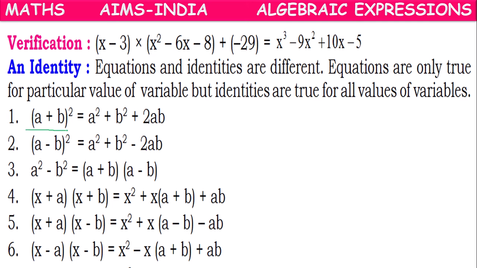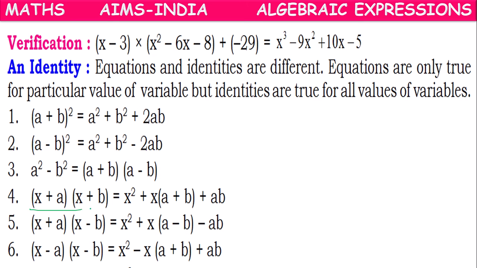(a plus b) whole square: first term square, second term square, 2 into first term into second term, plus 2ab. This is the formula. If you have (a minus b) whole square, first term square, second term square, minus 2ab. If you have plus, plus 2ab will come. If you have minus in the middle, minus 2ab will come. That is the difference. a square minus b square: if you have individual squares and their subtraction, it is equal to the product of (a plus b) into (a minus b).